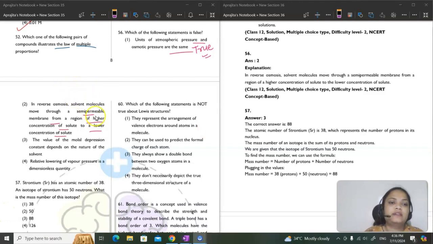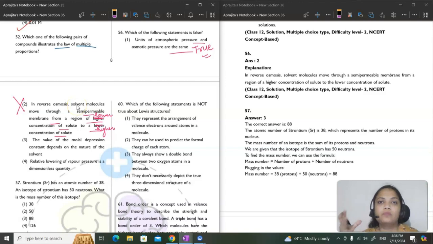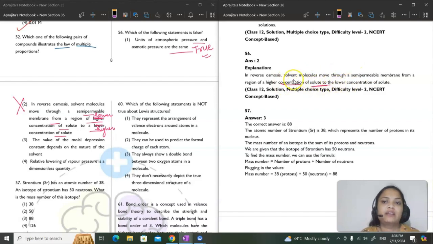Students, here it has to be from a region of lower concentration of solute to a region of higher concentration of solute. So this statement would be wrong, because in reverse osmosis solvent molecules will move from the solution back to the solvent, meaning from a region of higher concentration of solute, like the solution, to the region of lower concentration of solute, where the solvent is present. So that's why we are saying this is a wrong statement.